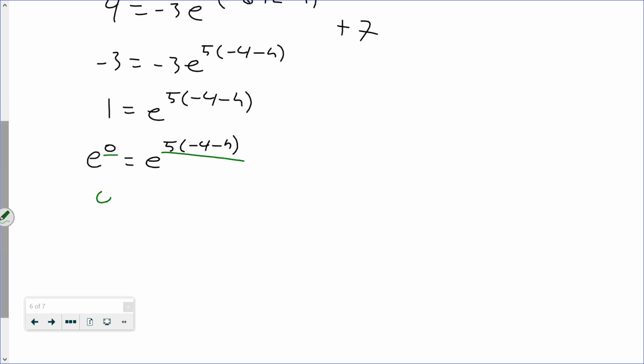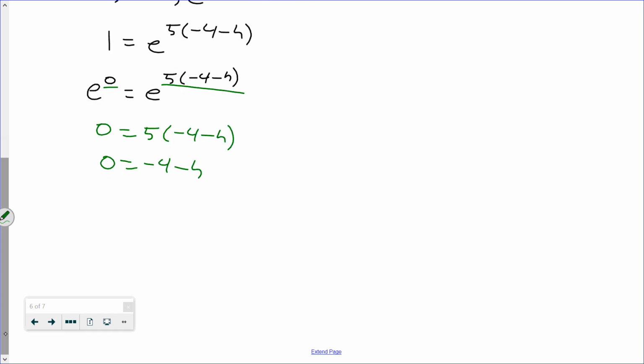So 0 equals 5 times negative 4 minus h. Divide both sides by 5: 0 equals negative 4 minus h, or h equals negative 4. So if h equals negative 4, does that mean I'm going left or right? How many?